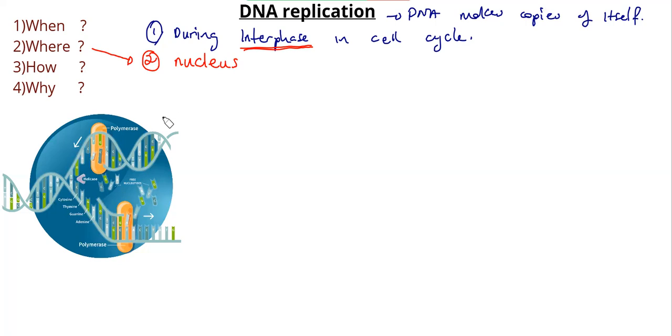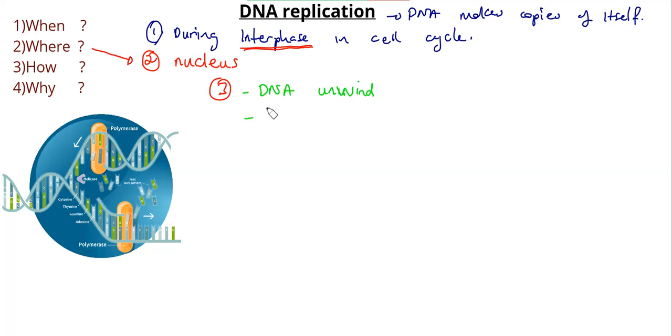Now, how does this process go about? We need to understand that DNA is a double helix. If it's a double helix, it means that it's coiled. So what needs to happen first is it has to unwind. So DNA unwinds. You can see that it's coiled, and it has to unwind first.